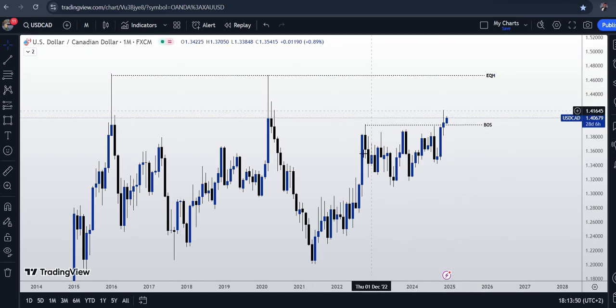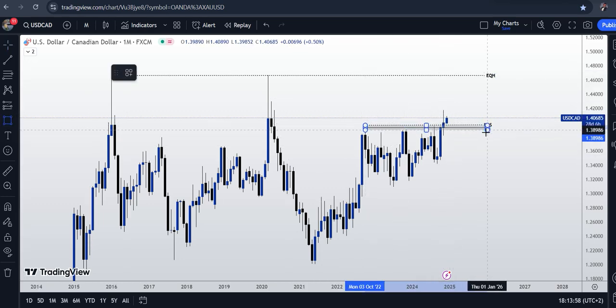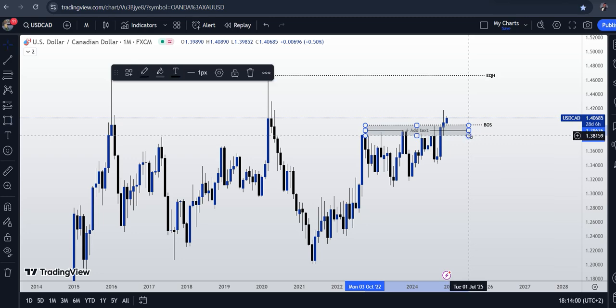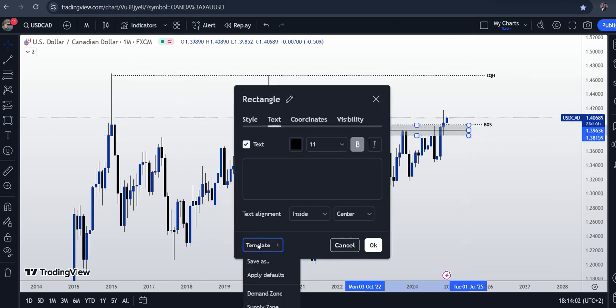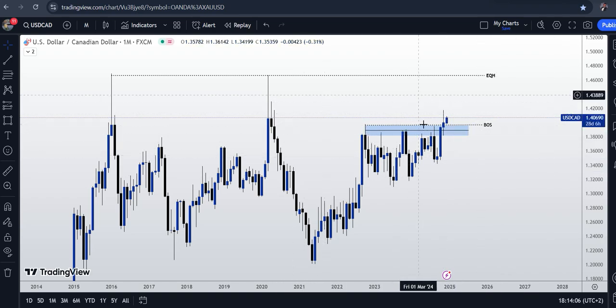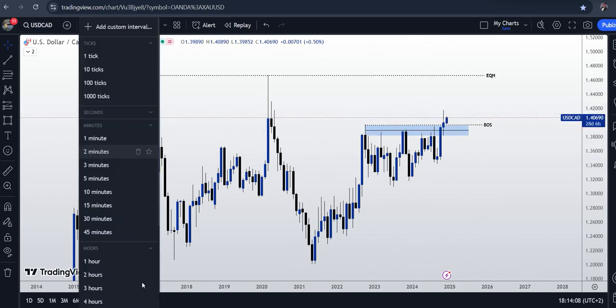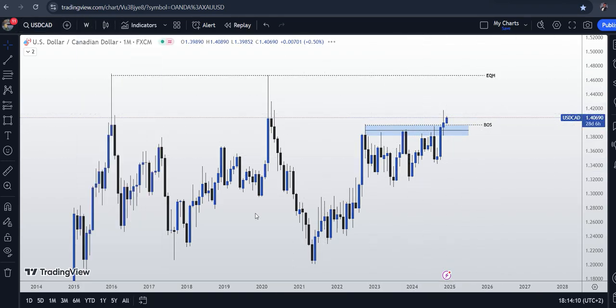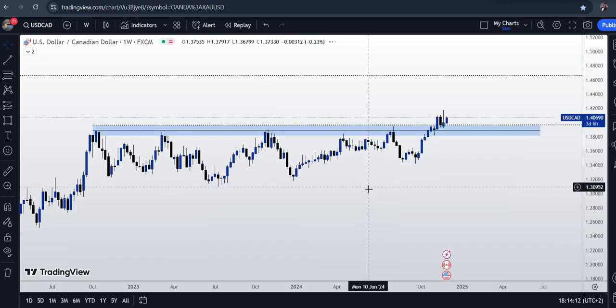From here, I can't see much, but I can tell you this is a break of structure. Therefore, price has started to push upwards from that level, so that's an area of demand. Okay, so we go into the weekly time frame.